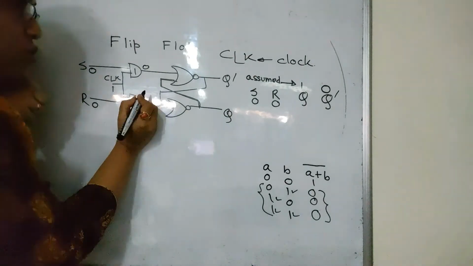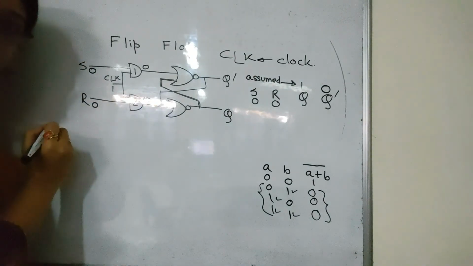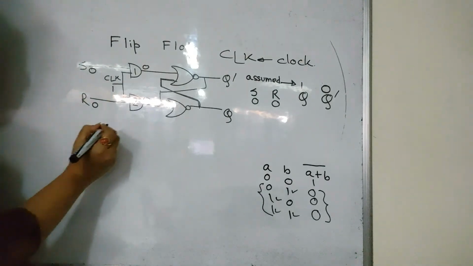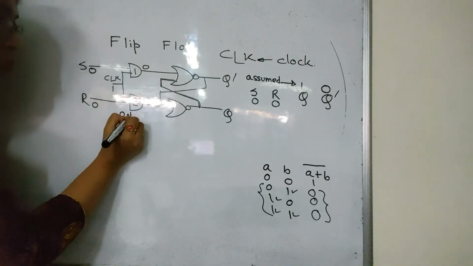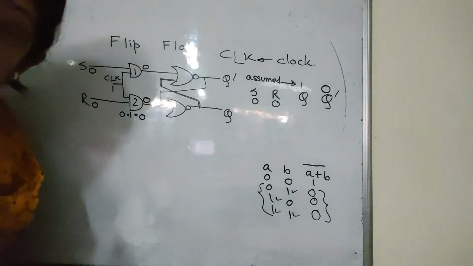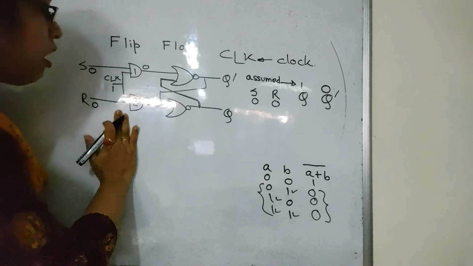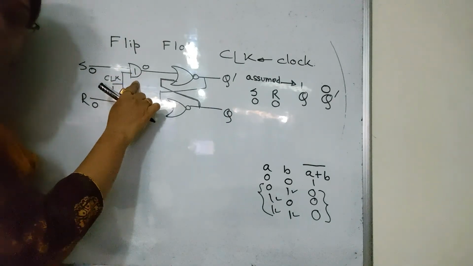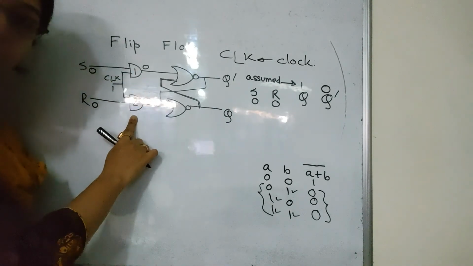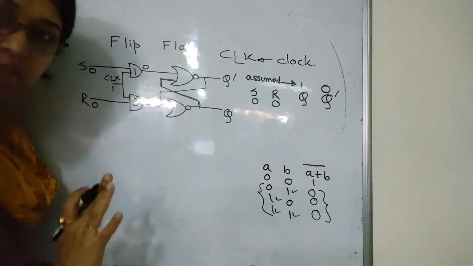Output of AND gate 2 would also be 0. Right? Why? Because we know 0.1 is equal to 0. Anything ANDed with 0 always gives you a 0. So AND gate number 1 and AND gate number 2 both are going to give you an output of 0.